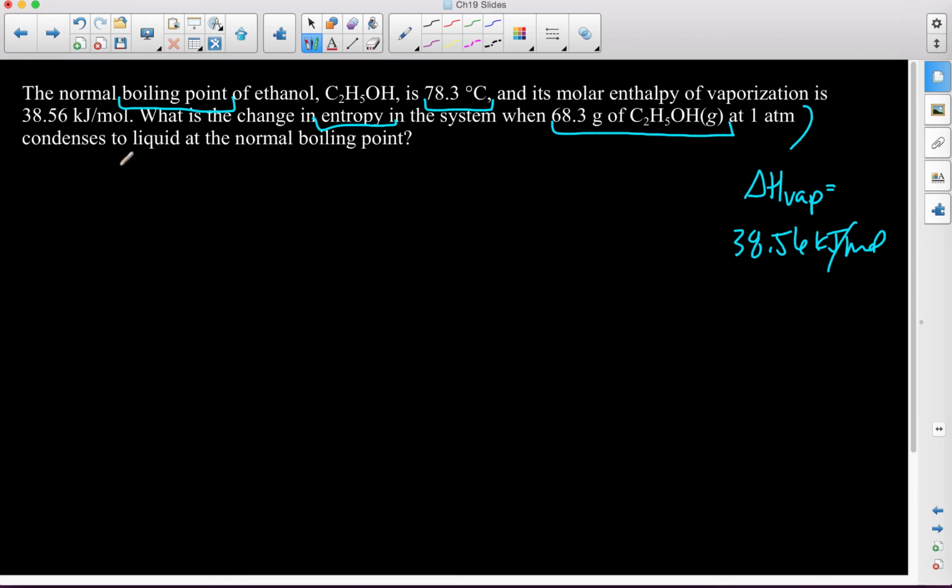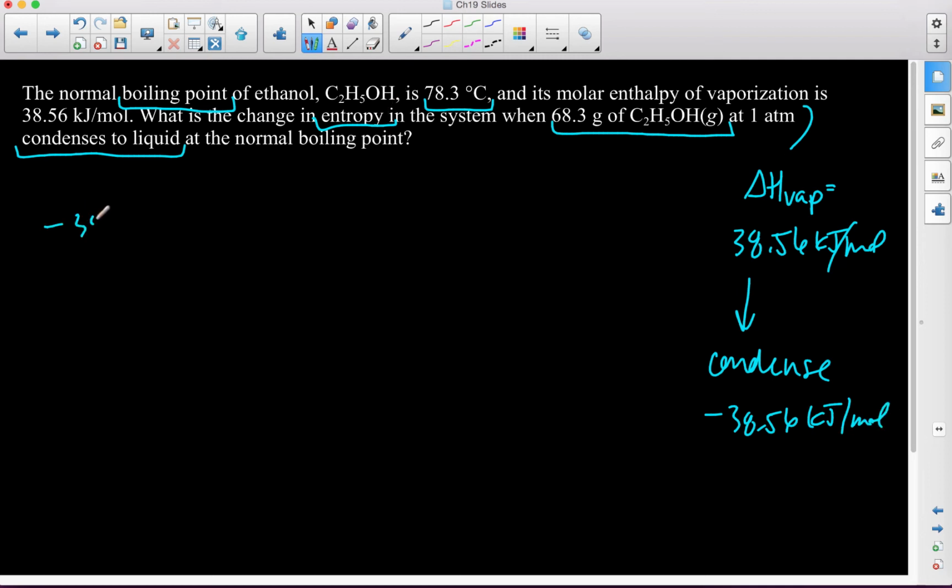Okay, so note that this says condenses to a liquid. So are we vaporizing it or not? Not, right? We are condensing. We are going backwards, which means that if we want to talk about that process, delta H of condensation, this would be a negative. It would be negative 38.56 kilojoules per mole. Yes? Okay, so let's go ahead and look at our math.